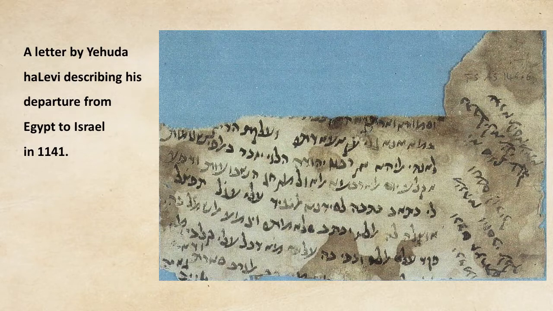A letter by Yehuda Halevi describes his departure from Egypt to Israel in 1141. Remember we had two classes on him. Yehuda Halevi is the name. Of course, that was tragic because he had longed to go to Israel for many, many years, and as soon as he got there, he died, and we don't know how. But that is a letter in his handwriting.